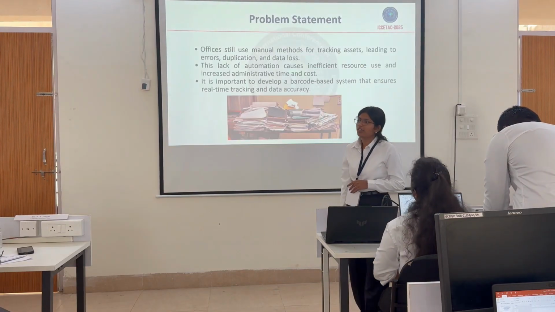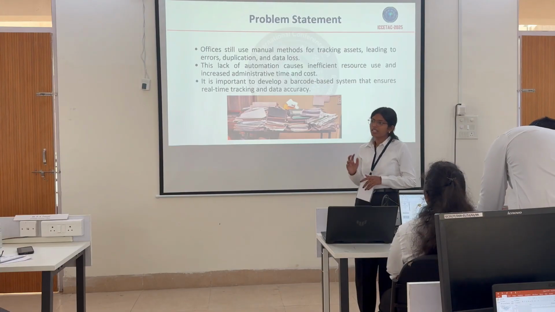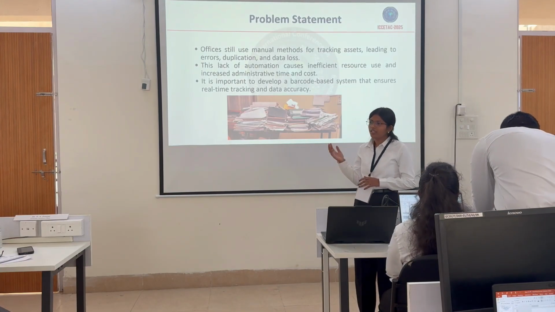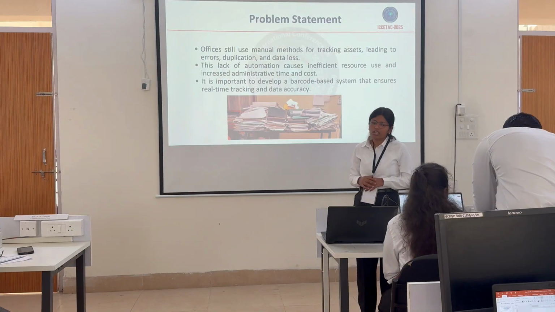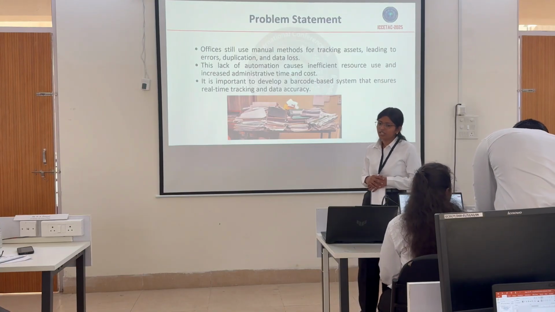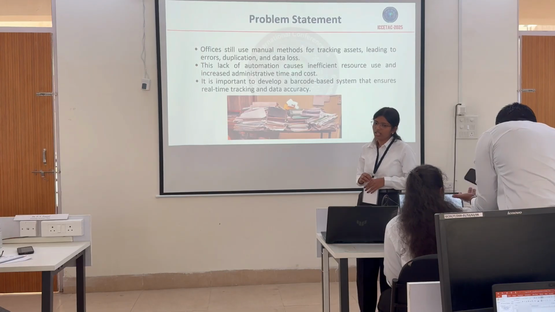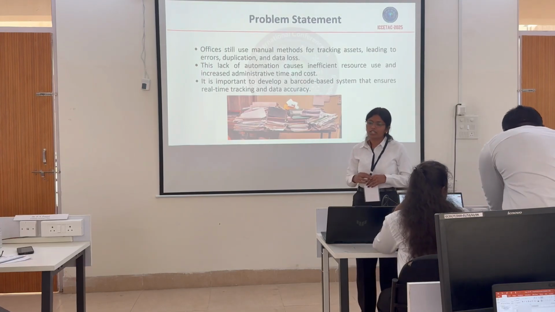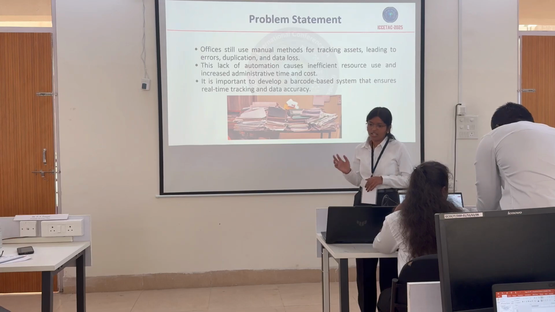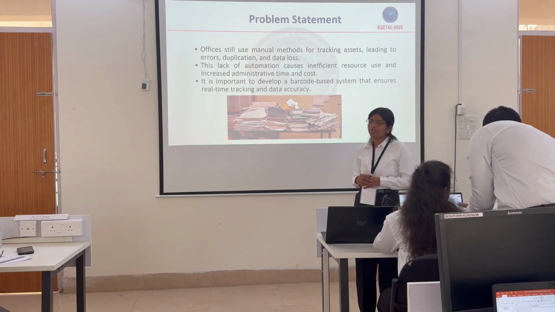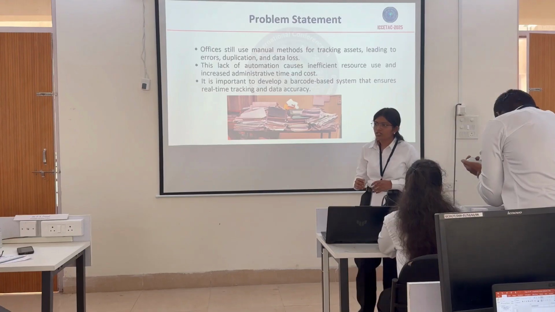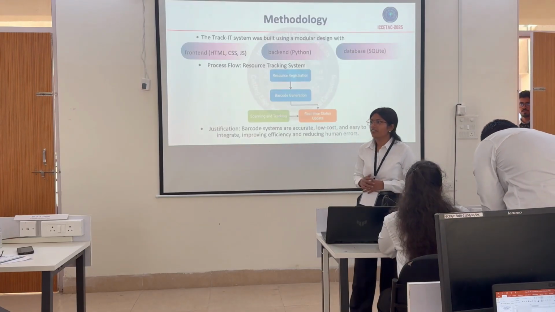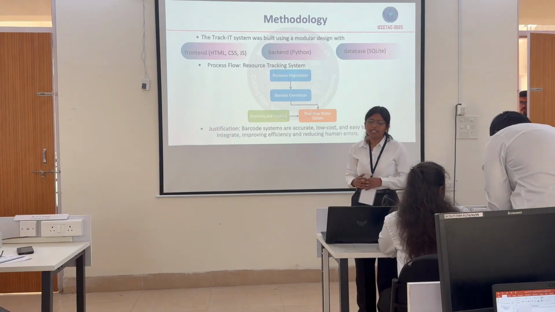Next is our problem statement, where offices still use manual methods for tracking assets, leading to errors, duplications and data loss. This lack of automation causes inefficient resource use and increases administrative time and cost. It is important to develop a barcode system to ensure real-time tracking and data accuracy, so that we don't have errors in our overall management.